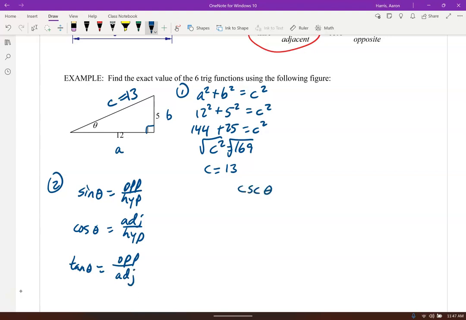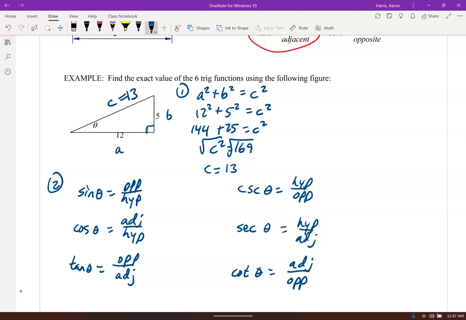So cosecant would just flip that over. Secant would flip over. The S goes with the C, C goes with the S, right? Secant goes with the cosine. Then we flip that one over. And cotangent, we'll flip that one over.